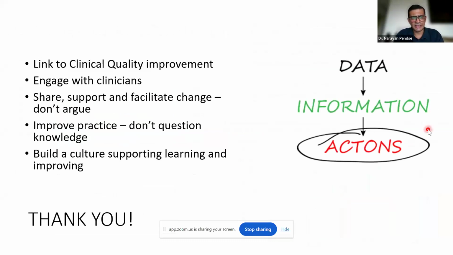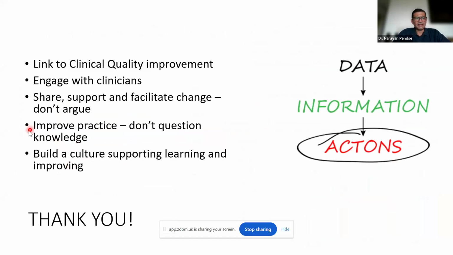So, a lot of data is being generated overall, as we have seen, but ultimately, what is the purpose of collecting all this data, the different indicators that Dr. Mundkur and I have covered today? Ultimately, this data is information, but what is required is to convert it into meaningful actions so that we are able to improve the quality of services that we are providing, building a culture which supports learning and improving.